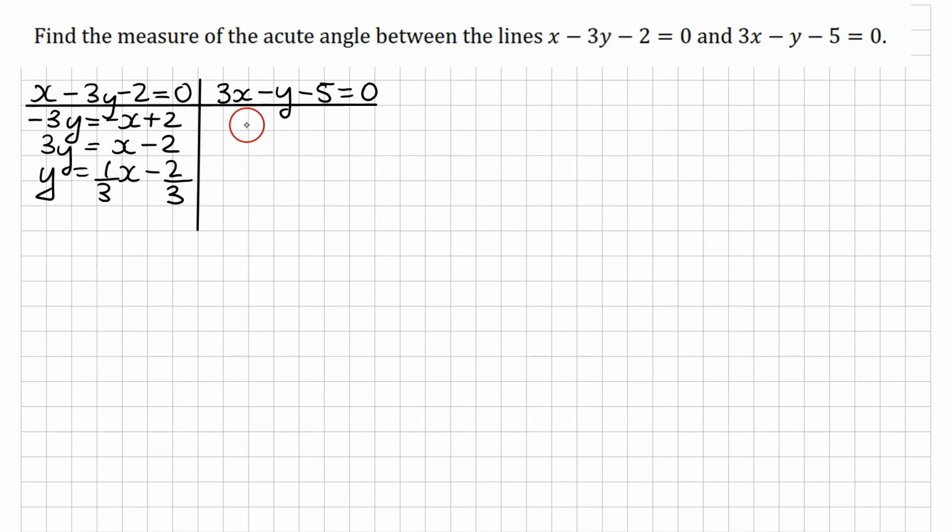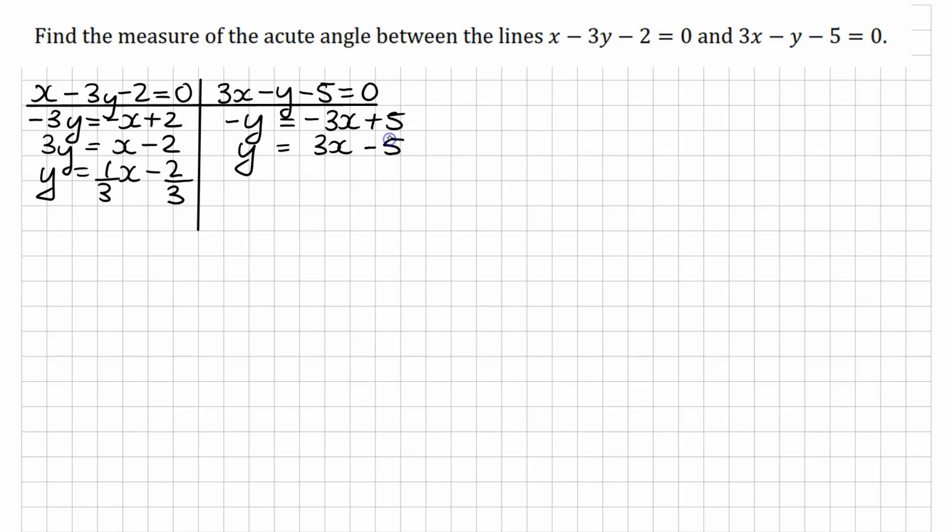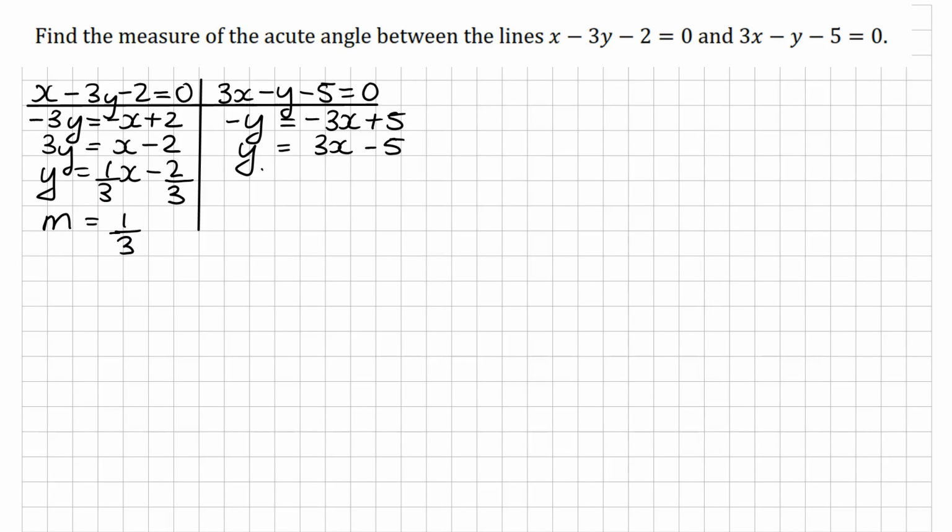And then over here we have that minus y is equal to minus 3x plus 5. And we have then that y is equal to 3x minus 5. So this implies that from both of these, here we see that m is equal to 1/3, and that's m1, and here we see that m2 is equal to 3.